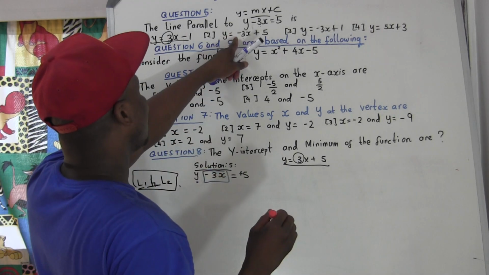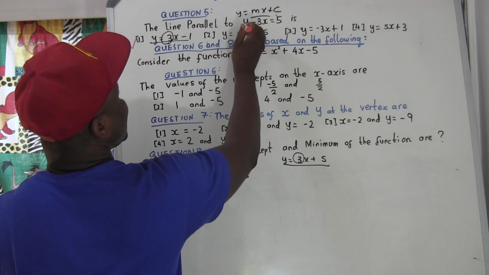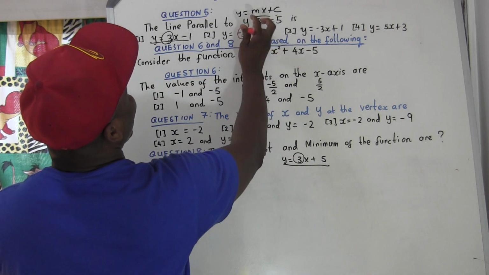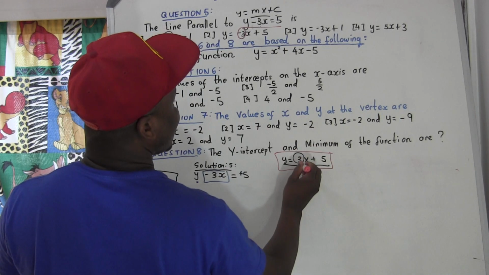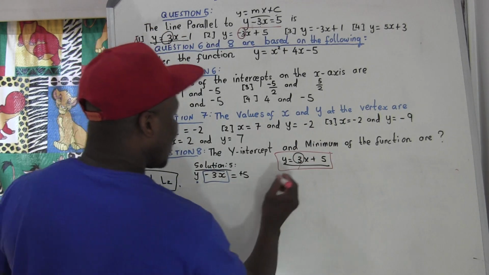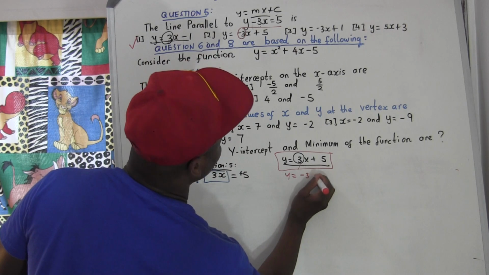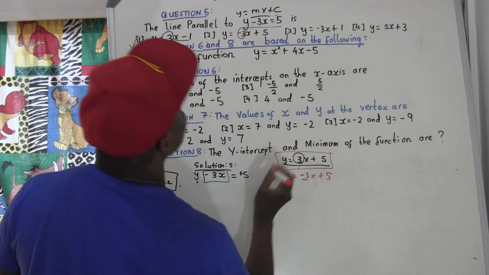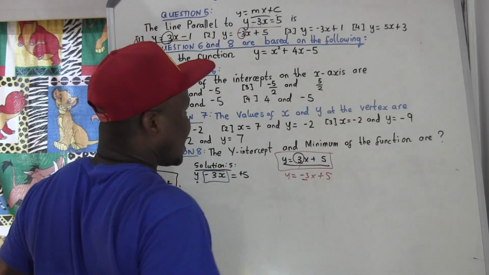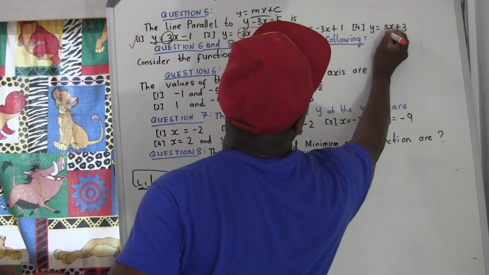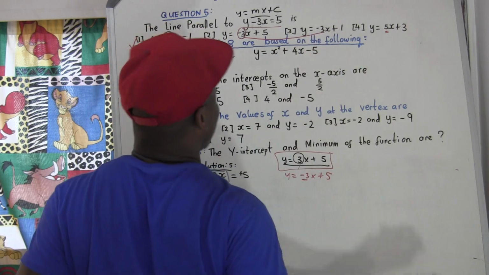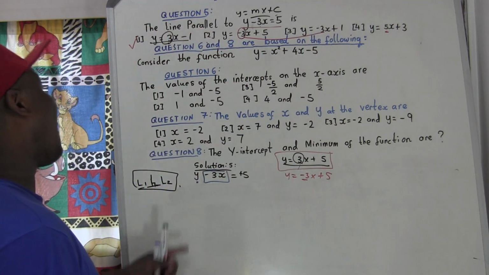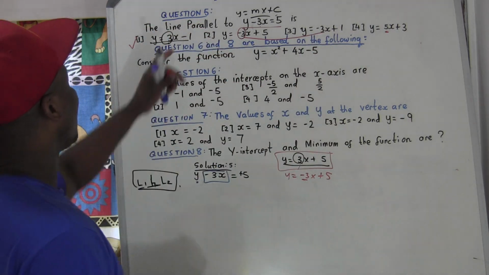This one is not true, because you see the slope is -3, and after we rearranged our equation, this is 3. Look, y equals -3x plus 5. Can you see this is -3, this is 3. These two are parallel, but it's not part of the equation. So in our case, our answer is option 1 for question number 5.